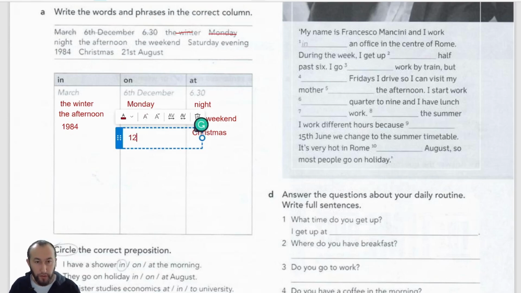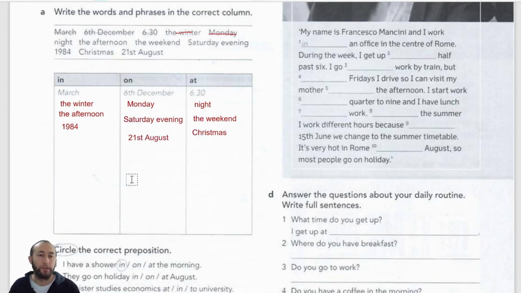So on the 21st of August. Here, of is hidden. The article is hidden. So when we talk about dates, we write like 21st August, but when we say it, we say the 21st of August. So on the 21st of August, guys. Okay, so that's done. We've finished all of it. Night is gone, afternoon, evening, weekend, Saturday, all of it gone.